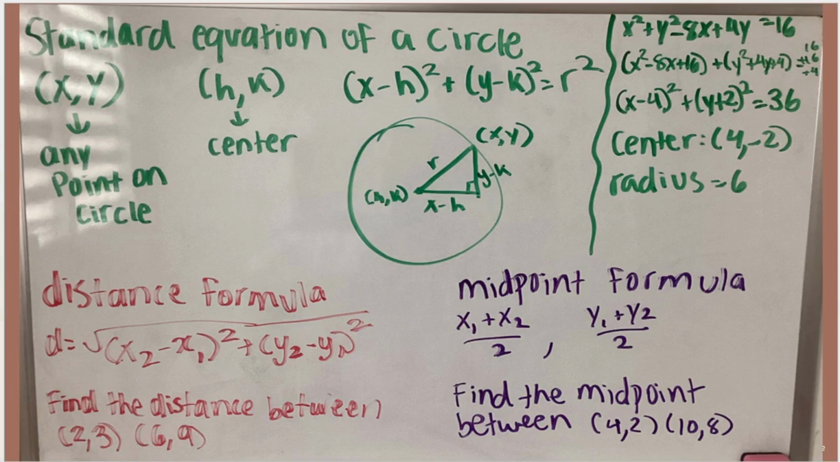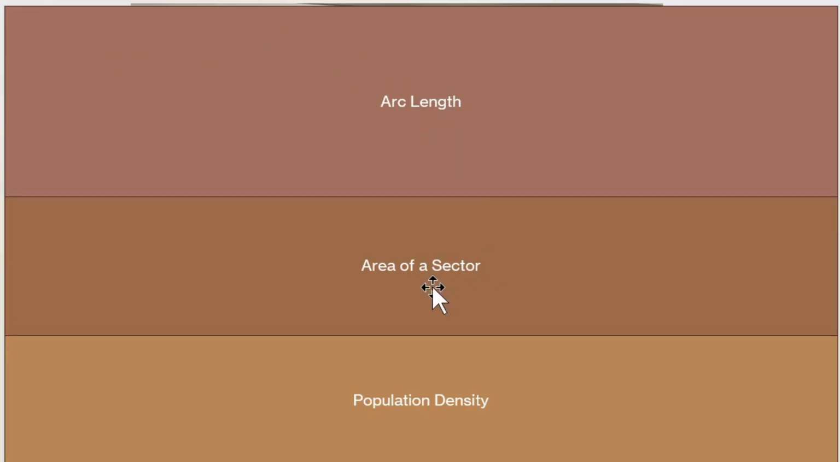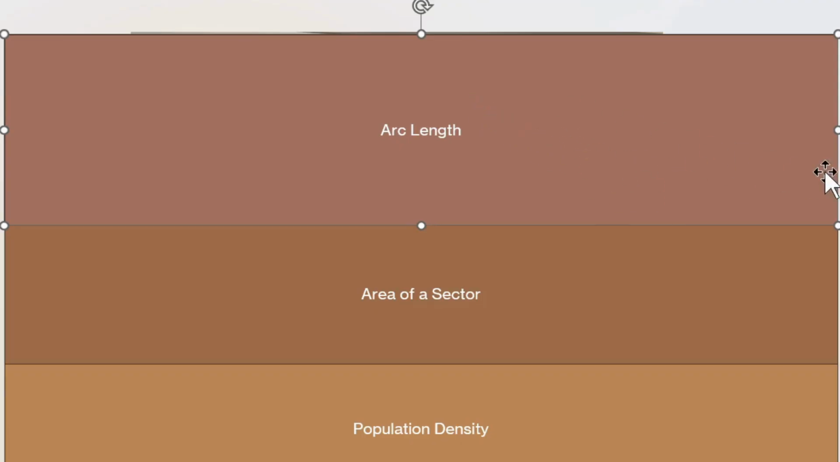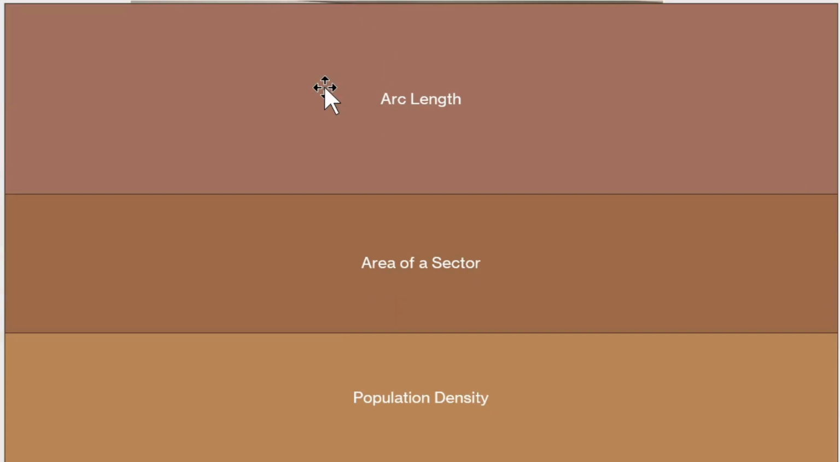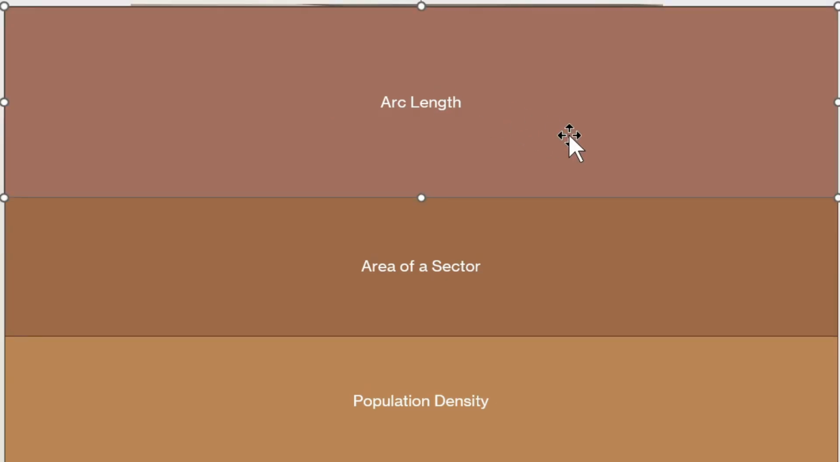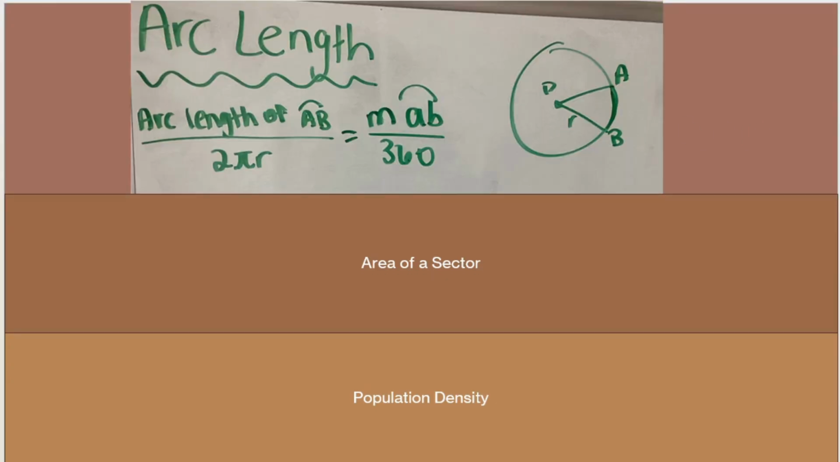So now let's move on to the next part: arc length, area of a sector, and population density. So for arc length, let's go on to that part. So the arc length formula is the arc length of AB over 2 pi r is equal to m AB over 360. Okay? So this might not make sense right now, but that's alright.